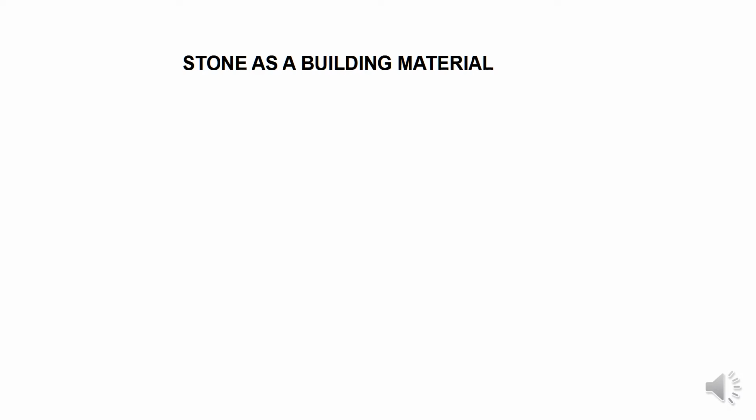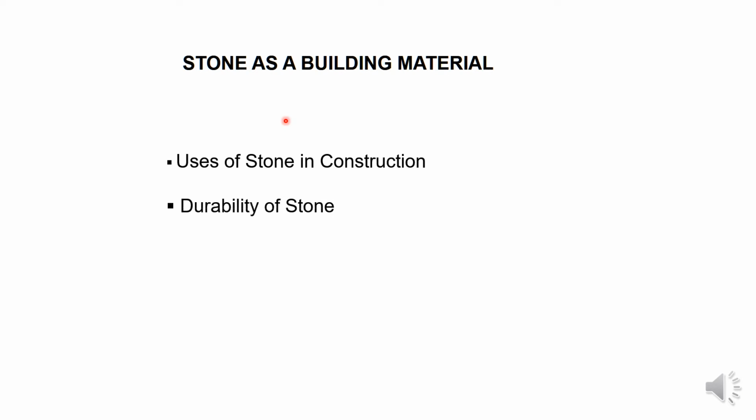Now let's see how this stone can be used as a building material. Stones are used in construction for retaining walls, abutments, dams, roads, etc. Stones should possess enough strength, that is, it should have good durability. Stones are popularly used as a building material due to their availability in abundance from the natural rocks.